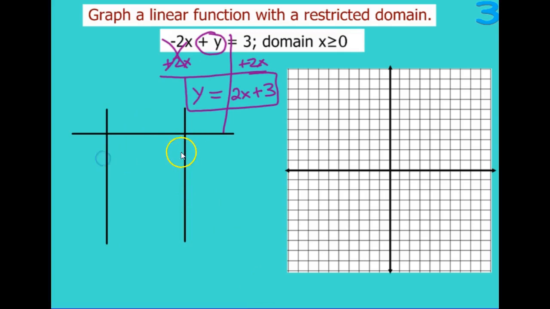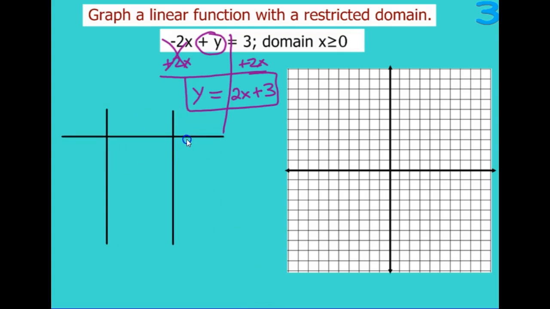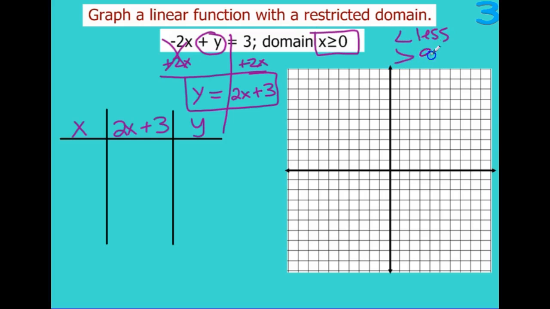Maybe move this over a little bit. So we have x and we have y, and our equation goes in the middle, 2x plus 3. So our x's this time, L is for less than, remember, the other way is greater than. So this symbol must be greater than or equal to 0. So numbers greater than 0 would be like 1, 2, 3, 4. So we're going to plug those in for x.